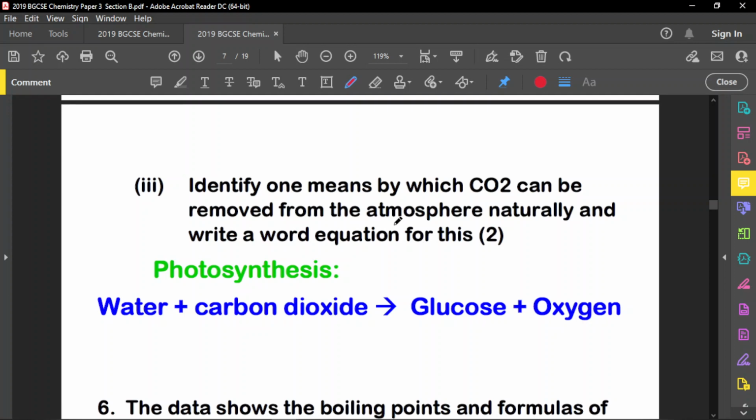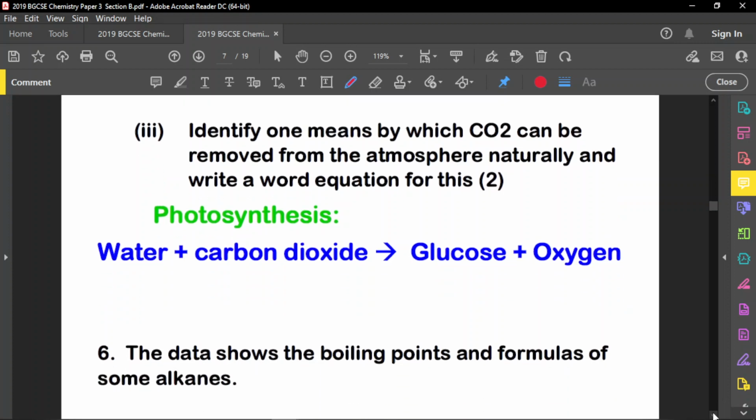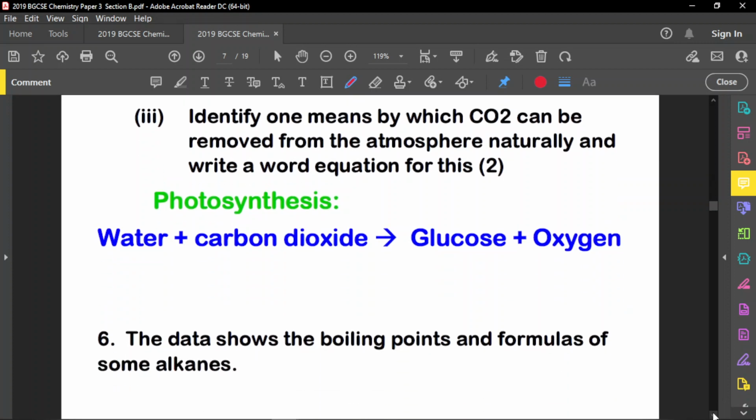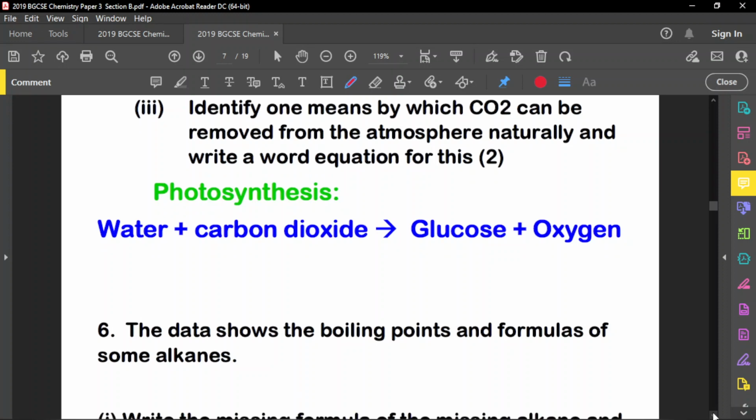Another way that carbon dioxide can be removed from the atmosphere is by absorption within the ocean. But that also leads to ocean acidity. Again, when carbon dioxide reacts with water, it becomes an acid. I remember we talked about that type of reaction already.